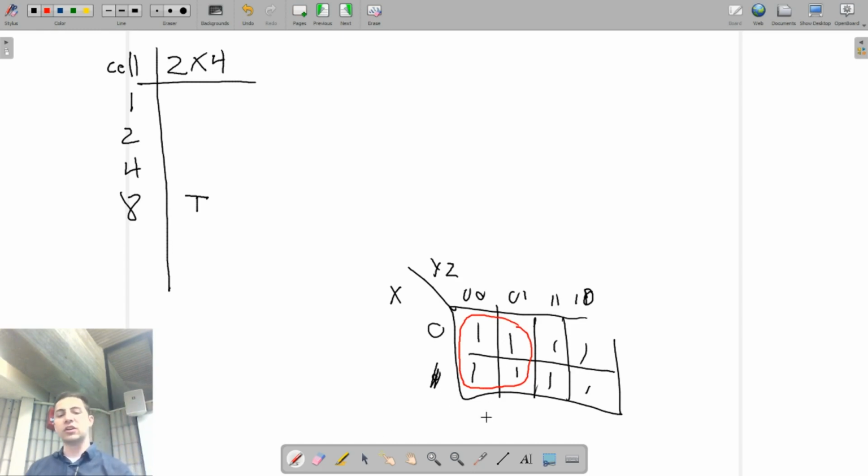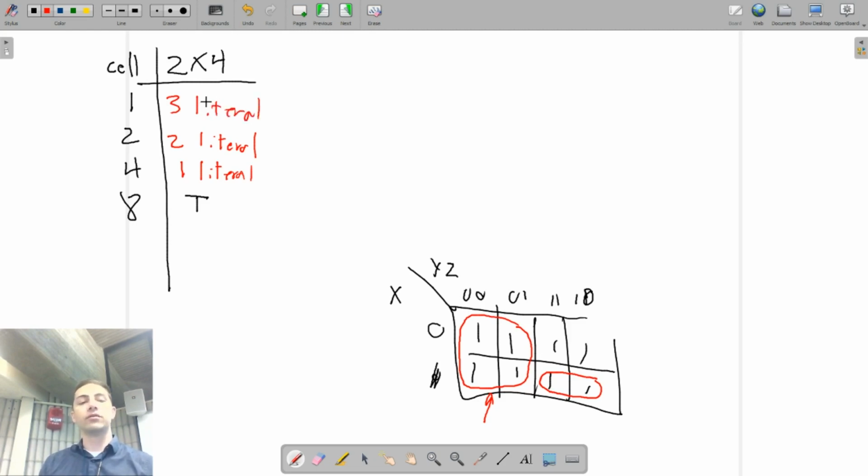Now, if you circle 4 cells, this is going to result in a single term, and that single term is going to have 1 literal. So we have 3 literals to choose from, X, Y, and Z. But the term that corresponds to that red circle is going to be 1 literal wide. It will be either X or Y or Z. If we have 2 cells circled, that's going to have 2 literals.